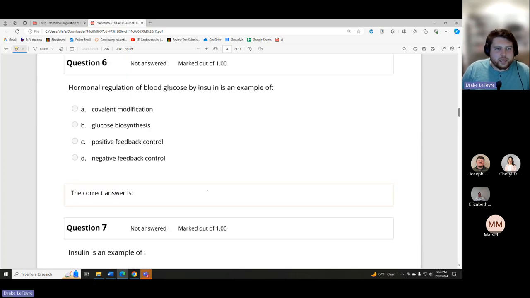Hormonal regulation of blood glucose by insulin is an example of which of the following? Covalent modification, glucose biosynthesis, positive feedback control, or negative feedback control. Is it negative feedback control? It is, in fact, negative feedback control. Using our own words, can we describe what negative feedback control means?